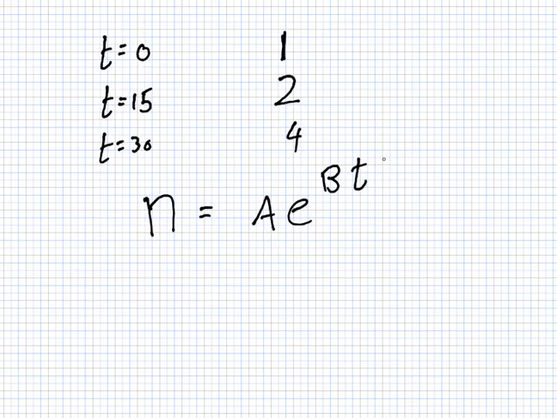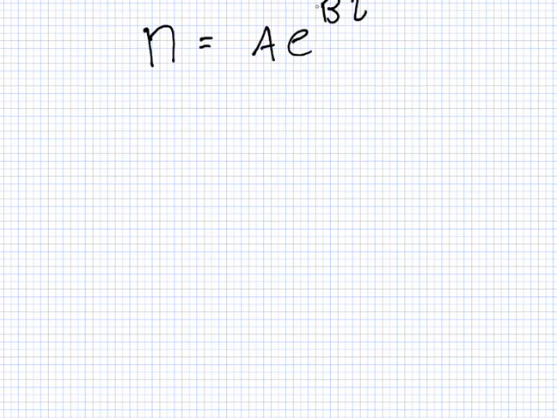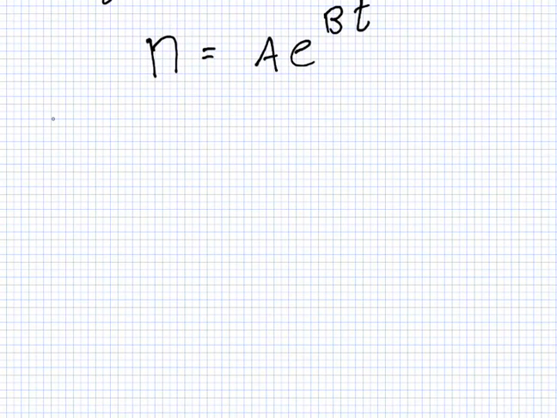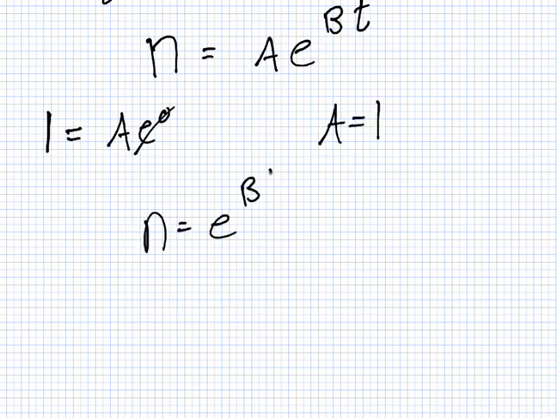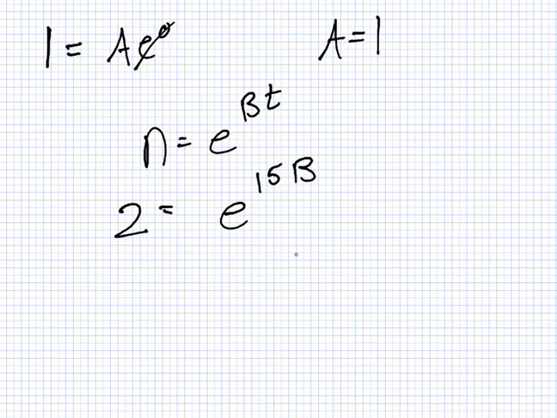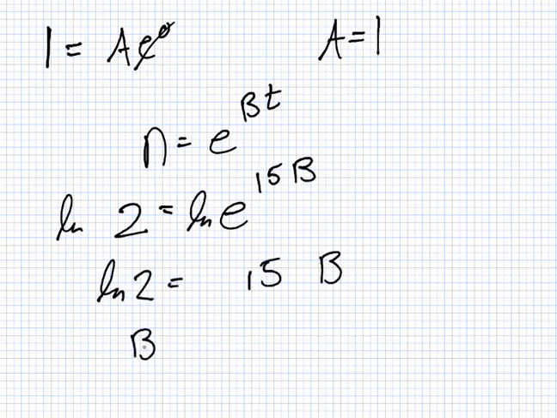If you're working on it, you can keep working on it, but I'm going to do it now. If you need help, you can look up. So you know at the beginning, there's 1. So you have 1 equals A e^0. So then A equals 1. So you get N equals e^(BT). And you know, after 15 minutes, there's 2. So you get 2 equals e^(15B). You put a log on both sides. So you get log 2 equals 15B. So B equals log 2 over 15.